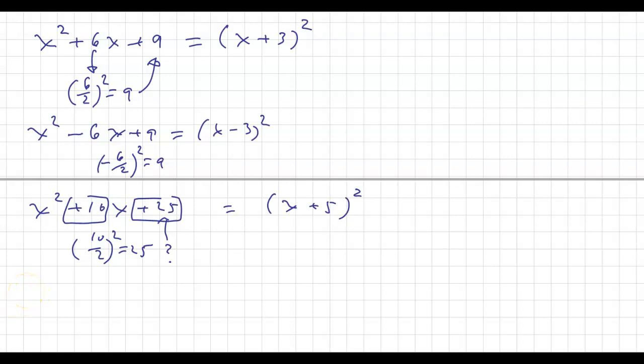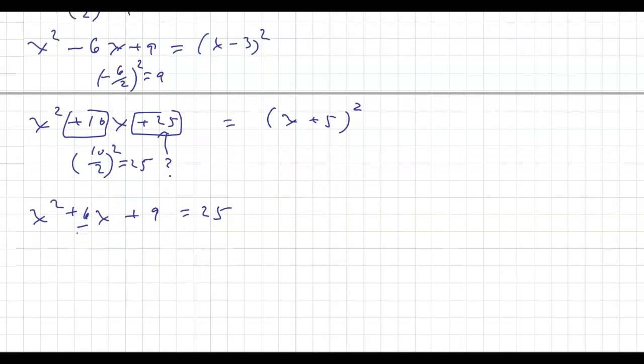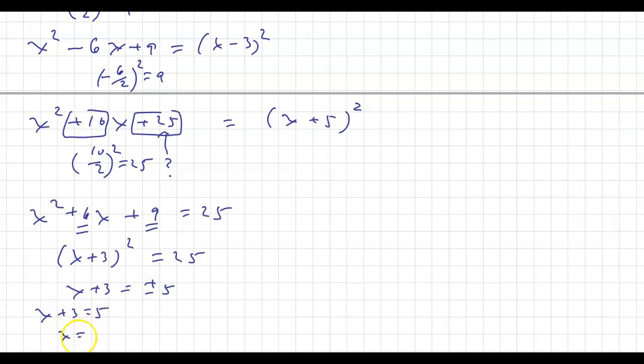So we could get a question like x squared plus 6x plus 9 equals 25. And if you recognize that 6 divided by 2 is 3, 3 squared is 9, then you can factor this to x plus 3 squared equals 25, which means that x plus 3 is either 5 or negative 5, which means if x plus 3 is 5, x equals 2 is one number that makes this equation true. And when x plus 3 is negative 5, which happens when x equals negative 8, makes this equation true also.